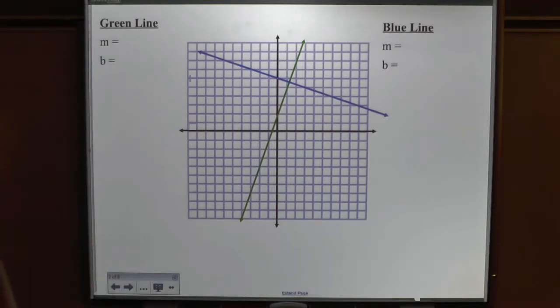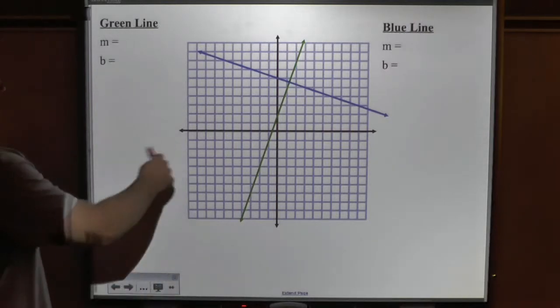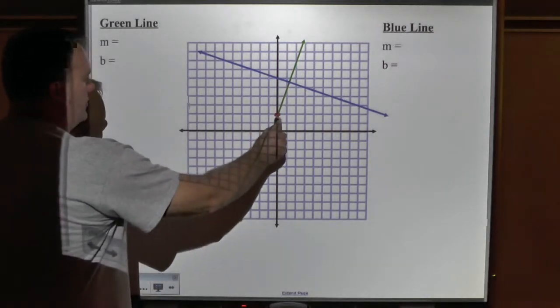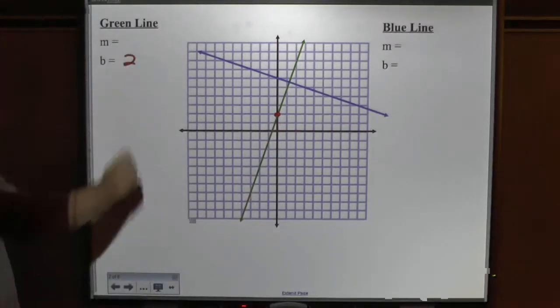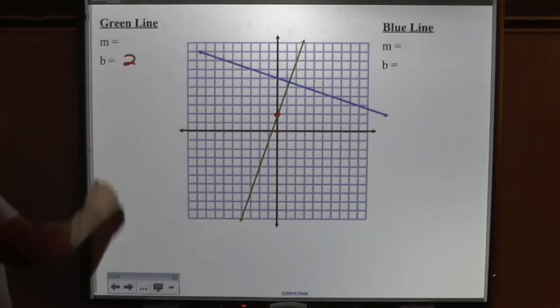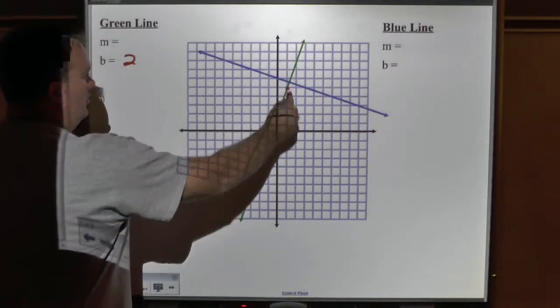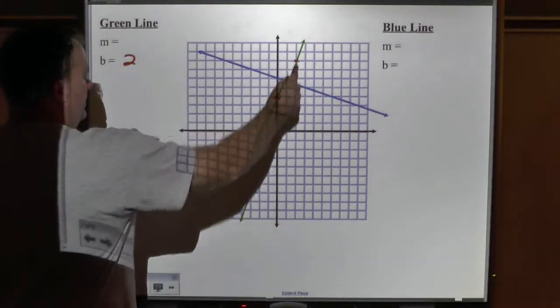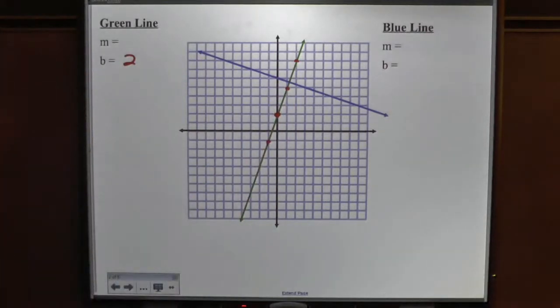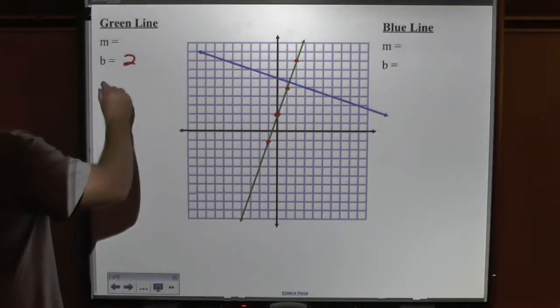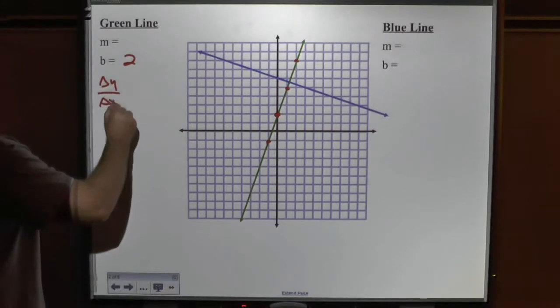Let's start with the green line. We want to find the slope and a y-intercept. So I want you to think about this. Obviously the easiest thing to find is the y-intercept. There at (0, 2). So we've got that so far. From that, we can find our slope. We've got a point there, one up here, one down here, it doesn't matter. You just need 2 points. And again, changing y over changing x.